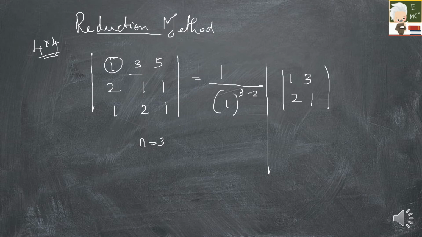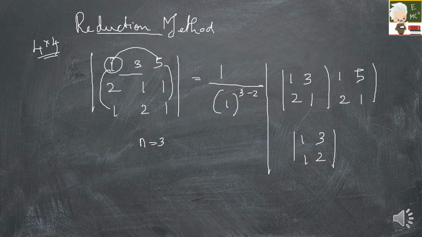Next, you write the first and the third column, so it would be 1, 5, 2, 1. Got it? Next is the first row and the third row, so it would be 1, 3, 1, 2. And then the next is the first element and the third element with the third row, so that would be the determinant of 1, 5 and 2, 1. Now I have to find determinants for these.